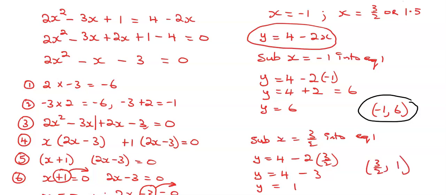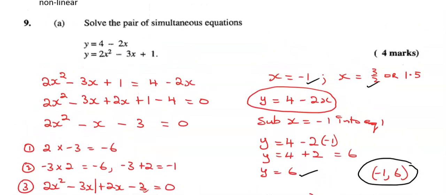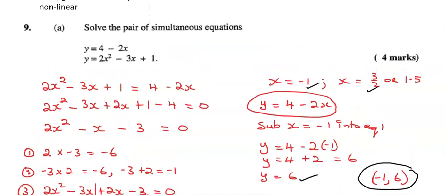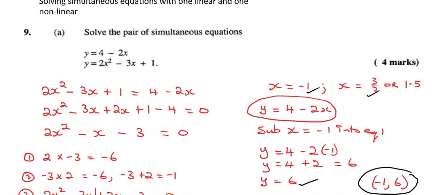Alright, and so that is our answer, guys. Those are our answers. So we have y is 6, y is 1, and we also have x is -1, and x is also 3 over 2. Those are the answers, guys. We just solved the pair of simultaneous equations where one of them is linear and the other one is non-linear, and the non-linear one, based on what we're seeing, is quadratic.